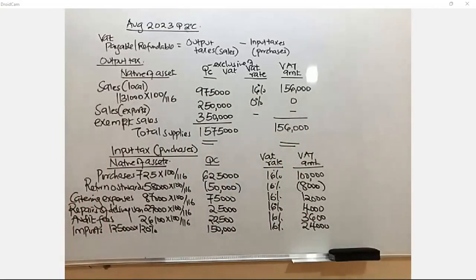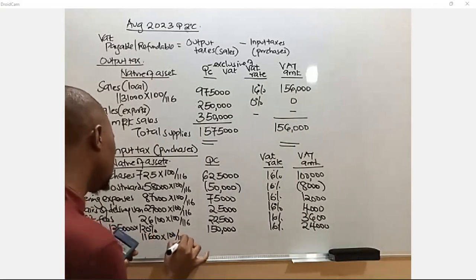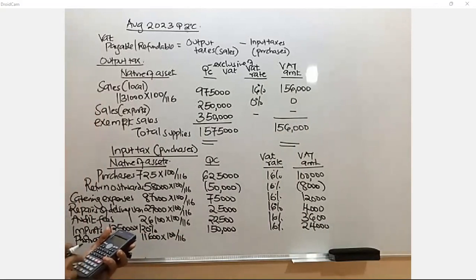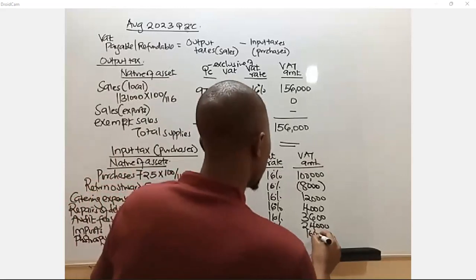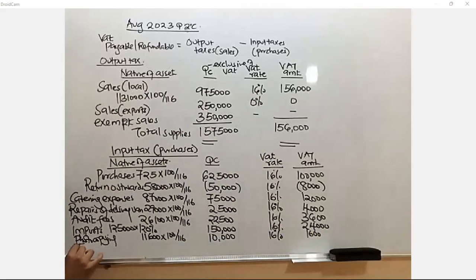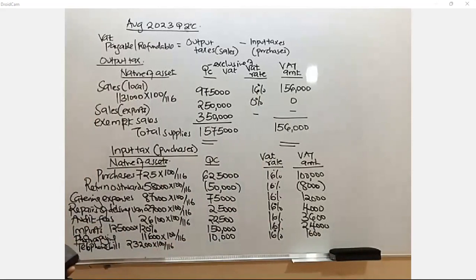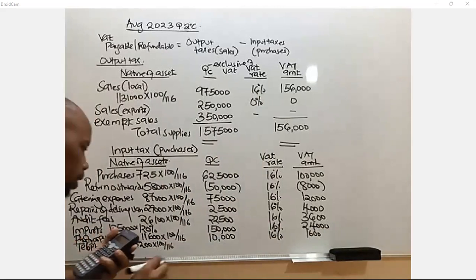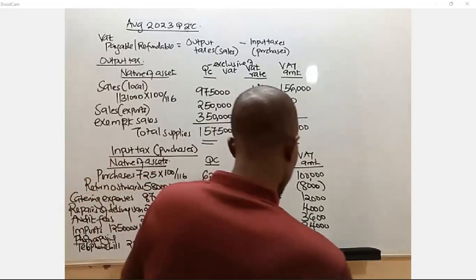The next thing that I can see here, we have photocopying. The photocopying will be how much? Will be 11,600 times 100 over 116, right? 11,600 times 100 divided by 116. We are getting 10,000 here. 16%, we're getting 1,600, right? That is photocopying. Then we have telephone bill. How much is the telephone bill? 23,200. Right, 23,200 times 100 divided by 116. We are getting 20,000 here. 16%, right, times 0.16. We are getting that 3,200.